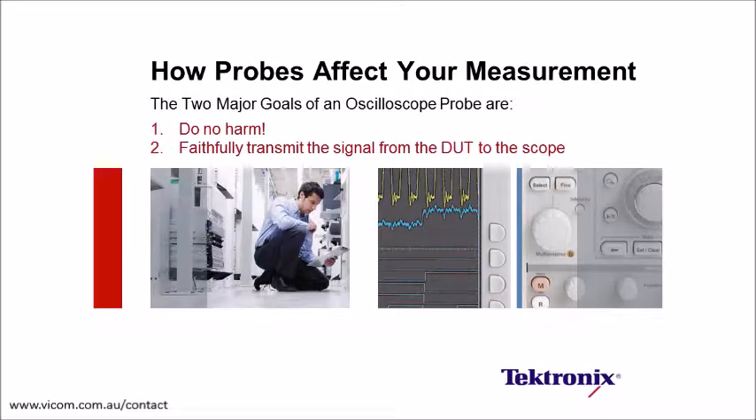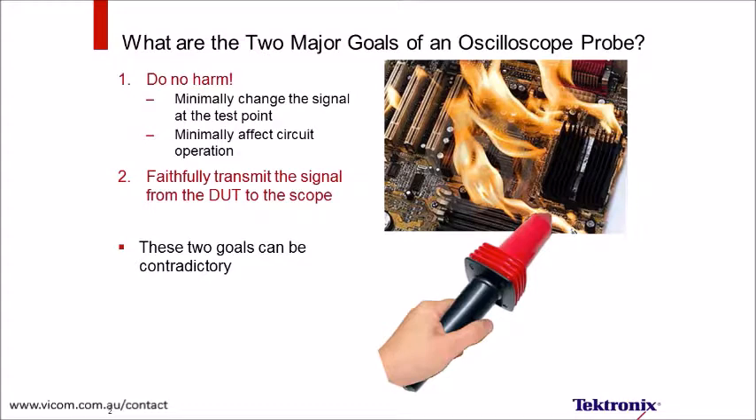This video will explain how the probe changes the signal you're measuring and what probing specifications to look for to minimize probing effects. You want to select a probe that meets the following criteria: faithfully transmit the signal from your device under test to the scope, and do no harm, meaning you want to select a product that changes the signal at the test point as little as possible.